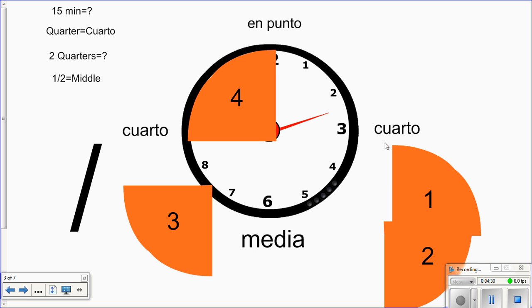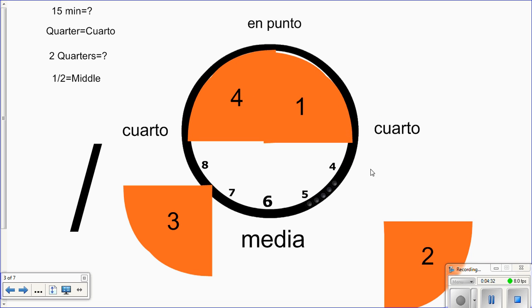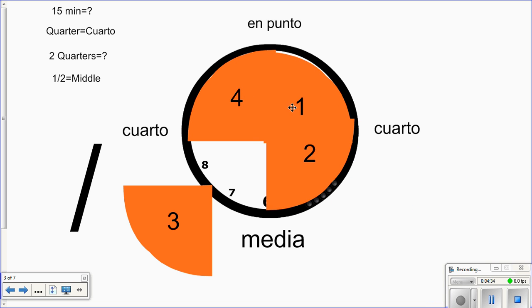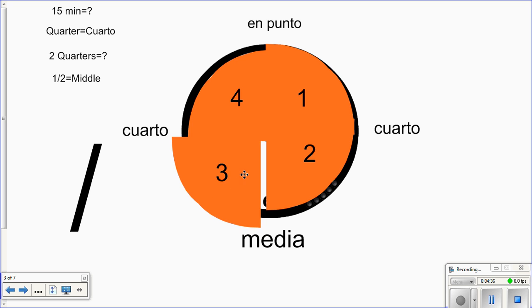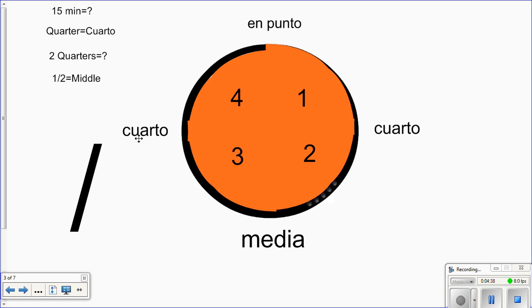And so you can see that all our numbers together are going to equal. A 15-minute chunk is a cuarto. A half an hour chunk is y media. Another quarter right here is going to be menos cuarto. And then the full chunk altogether is en punto.